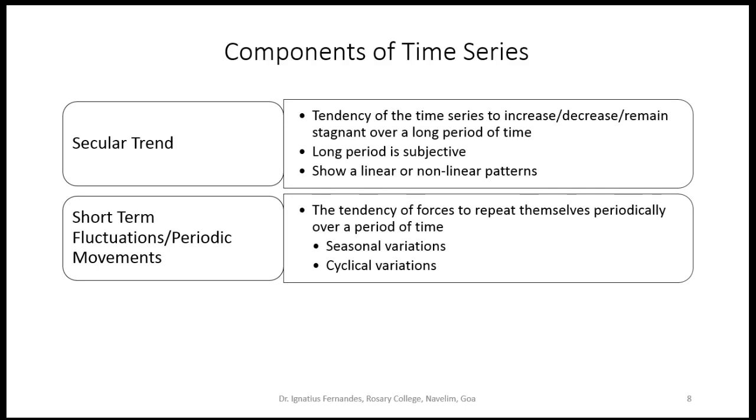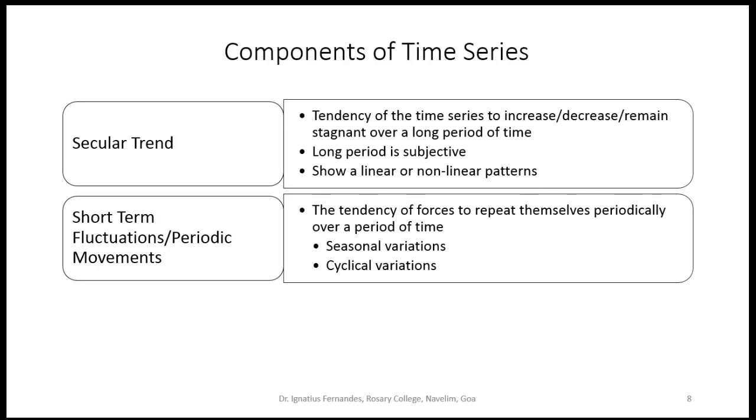Now the short-term fluctuations can be either seasonal or cyclical. Seasonal in the sense that this behavior will repeat itself over a period of time. Like month 1 to 3, in this period the behavior of the variable will be steady. Then from month 4 to 6, then 7 to 9, then 10 to 12. So the behavior of the variable remains consistent over a period of 3 months. This we call a seasonal variation.